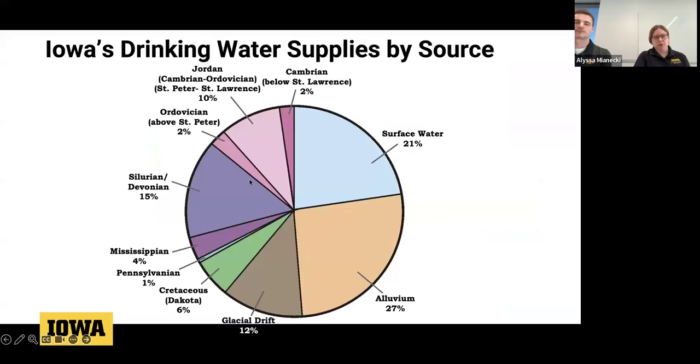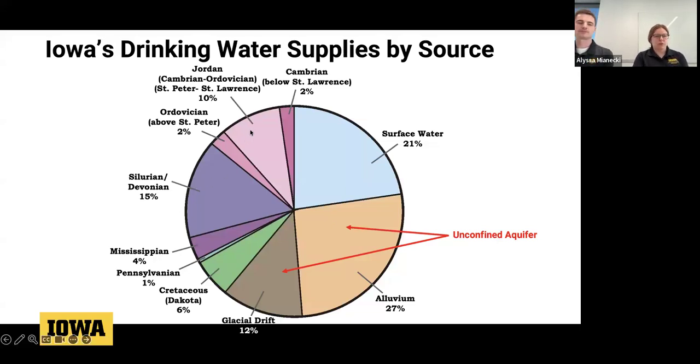And of the drinking water supplies by our source, only about 20% of the water in Iowa from rivers and lakes is being used for drinking water. Otherwise, most of the water is coming from the shallow, unconfined aquifers, things like glacial drift and the alluvium. Specifically in Cedar Rapids and Iowa City, we use a lot of alluvial sources just next to the rivers here. So they always have a good access of water, but they are susceptible to contamination.